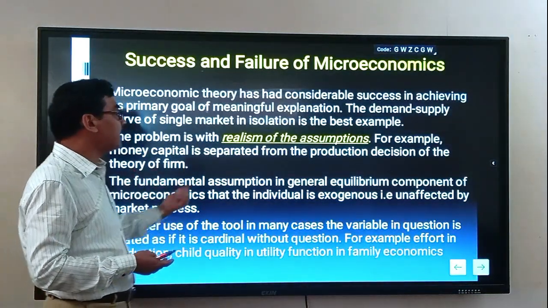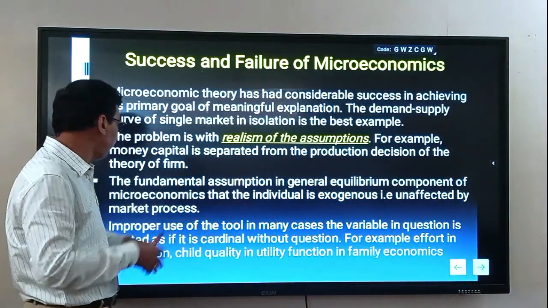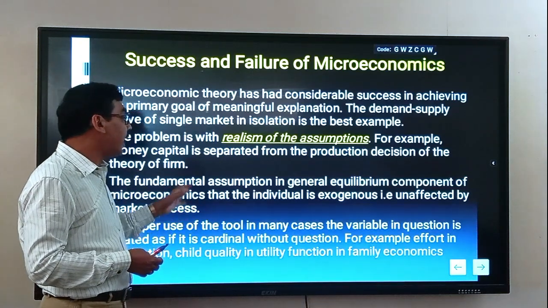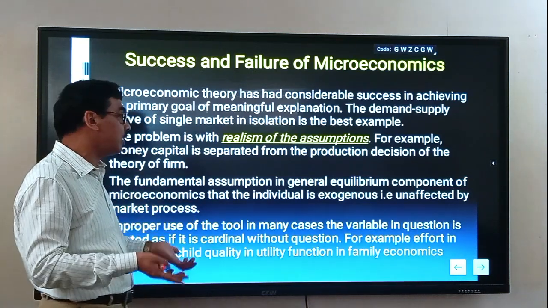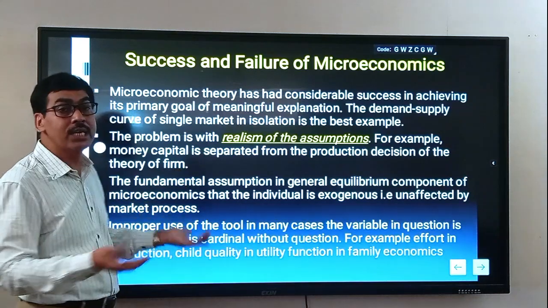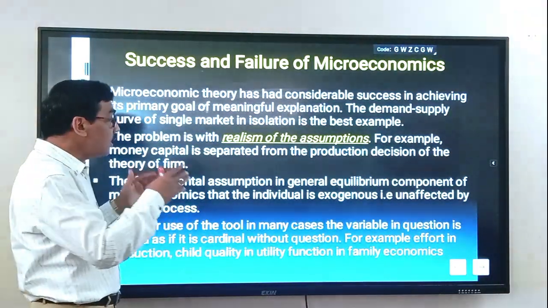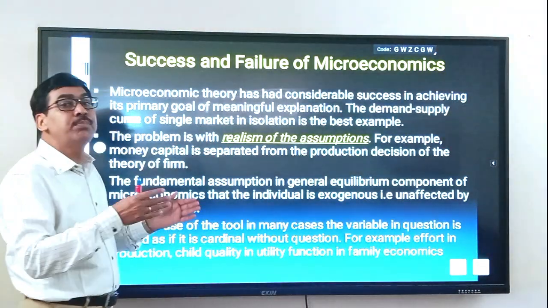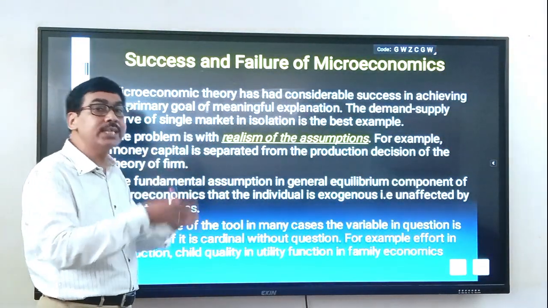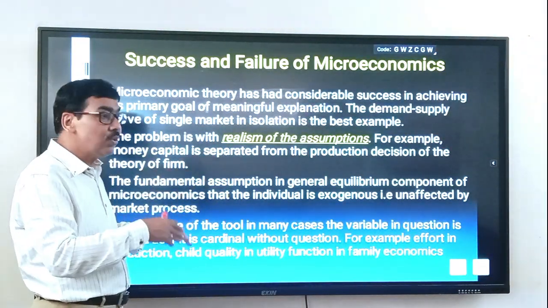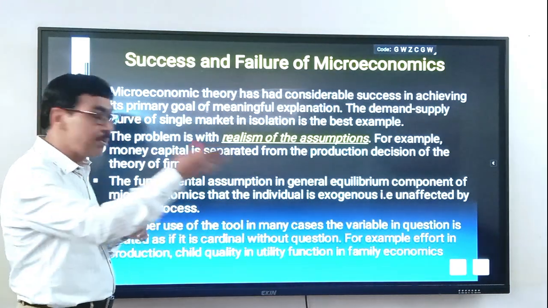The fundamental assumption in the general equilibrium component of microeconomics is that the individual is exogenous, that is, unaffected by market forces. That means we always assume that the individual takes the decision, but he or she is not affected by the market process. It is only his or her decision which affects the market.